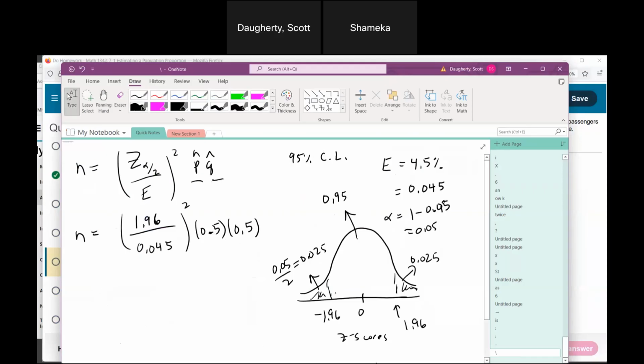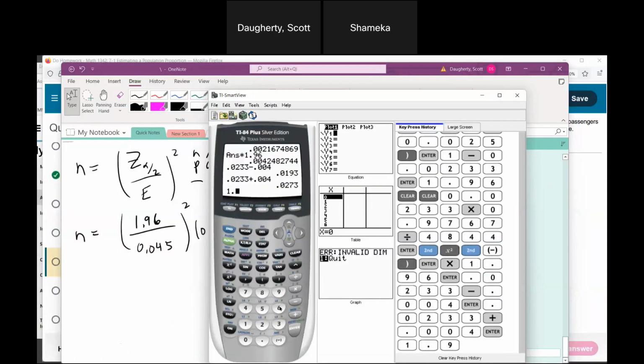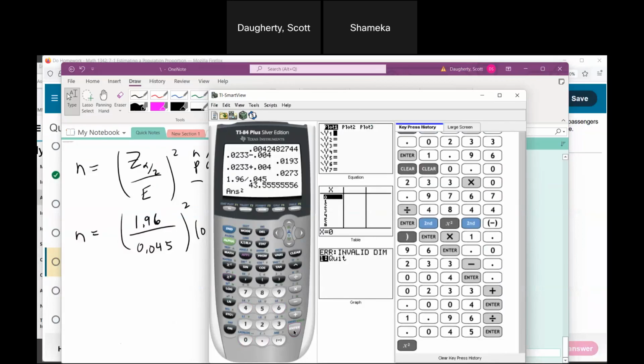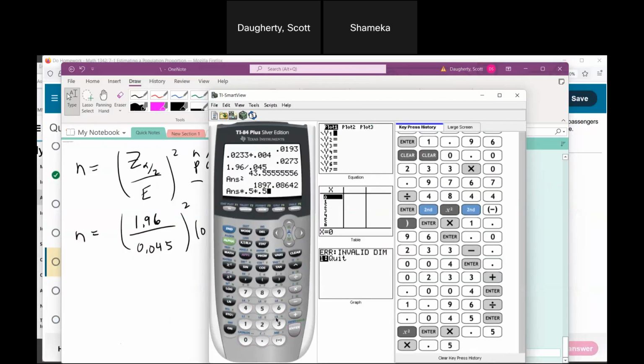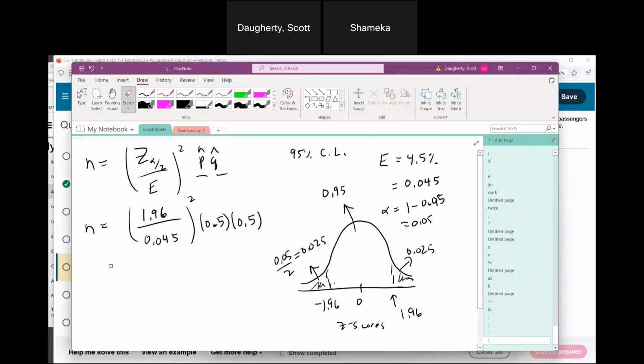And this will give you, let's see, it's in the calculator. So 1.96 divided by the margin of error gives you this number, but then you have to square it. And then the square is right there. So the answer squared would be that number times p hat 0.5 times q hat, which is 0.5. And so we end up with 474.27.